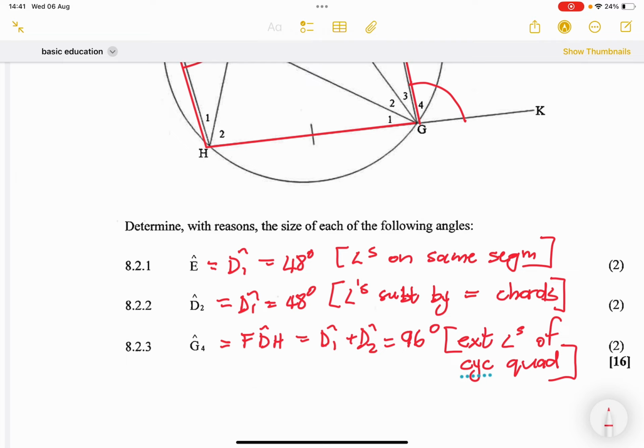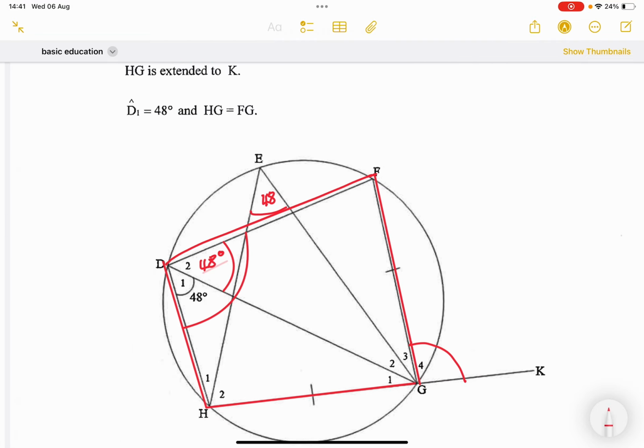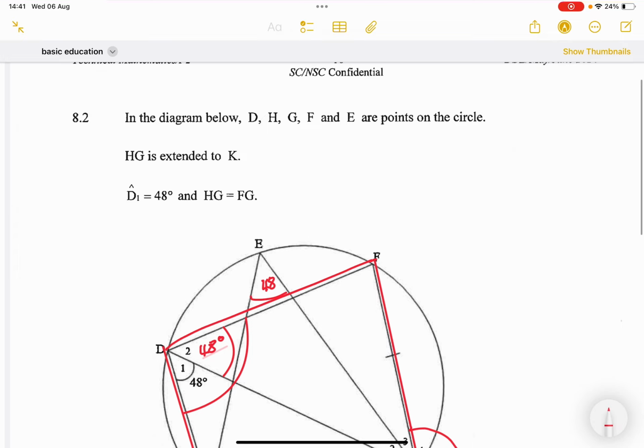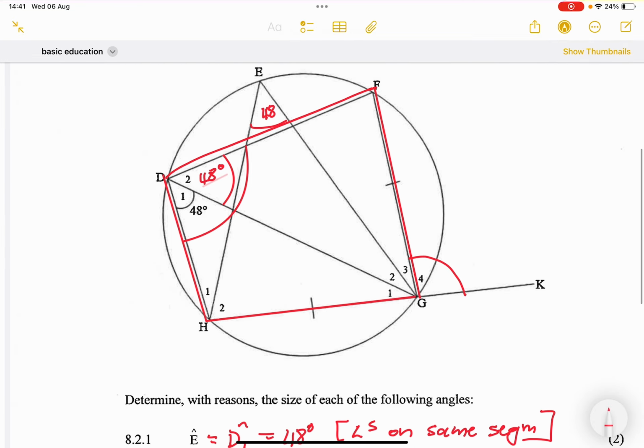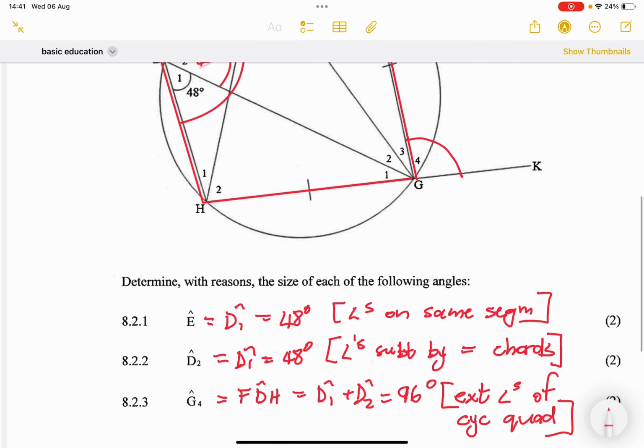And ladies and gents, that brings us to the end of this question. Right, please guys, continue to apply all of these theorems. The more that you keep doing it, the more you will get better at Euclidean geometry. The only way to get better at Euclidean geometry is by doing Euclidean geometry.